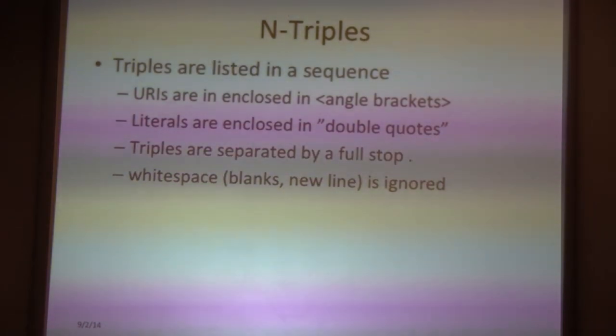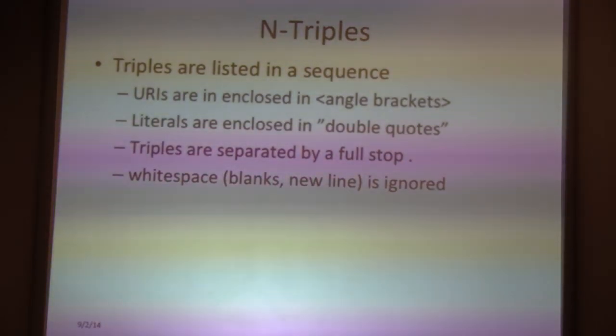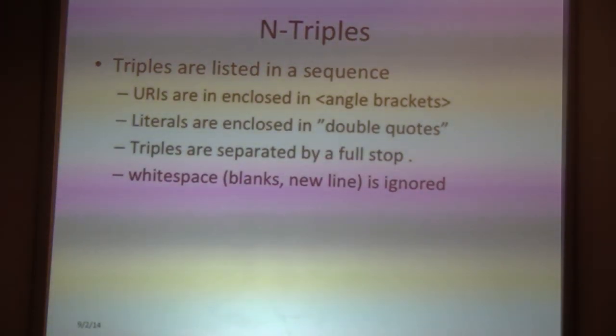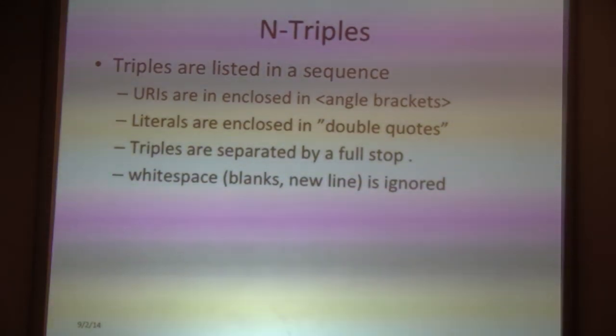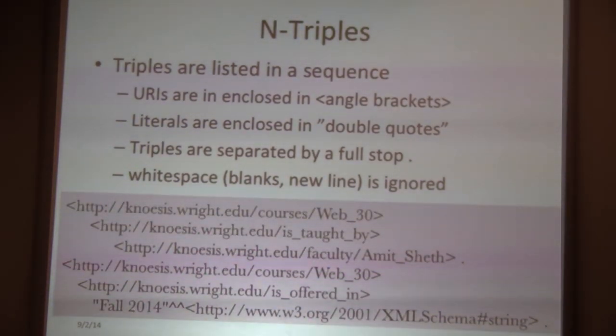This is N-Triples, this is just the syntax of it. The URIs are enclosed in angle brackets and the literals are enclosed in double quotes with the type. And triples are separated by a dot. So an RDF dataset is indeed a sequence of triples separated by a full stop, simply like that. This is the N-Triples form of our example. We start with the subject here, Web 3, and then this is typed by double slash, and this is a dot, which means this is the end of the first triple.